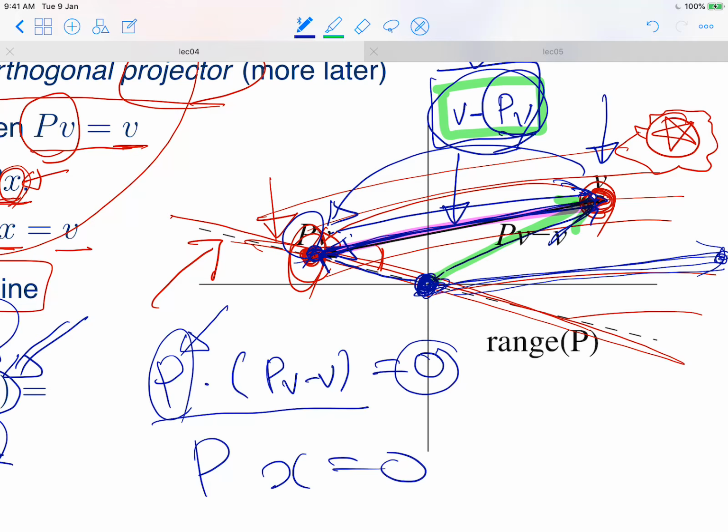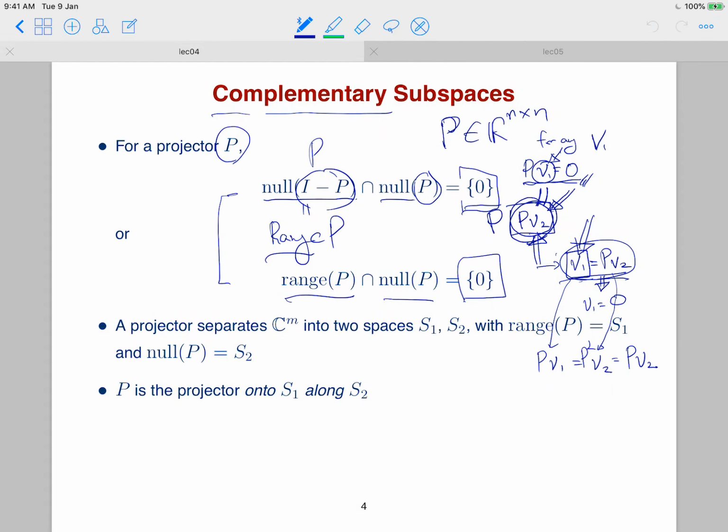And so in summary, if you have a projection matrix P, you always divide your space into two non-overlapping parts, and their union sums up to the entire space Rn. It can be stated as follows: P is a projector onto S1 along S2.